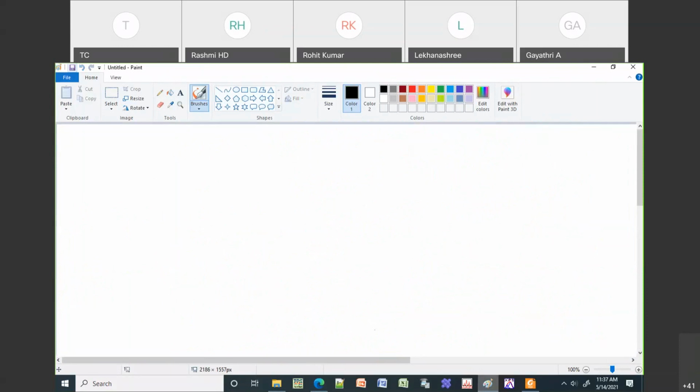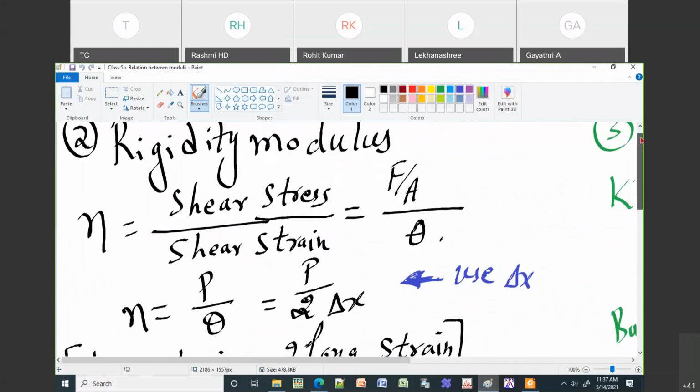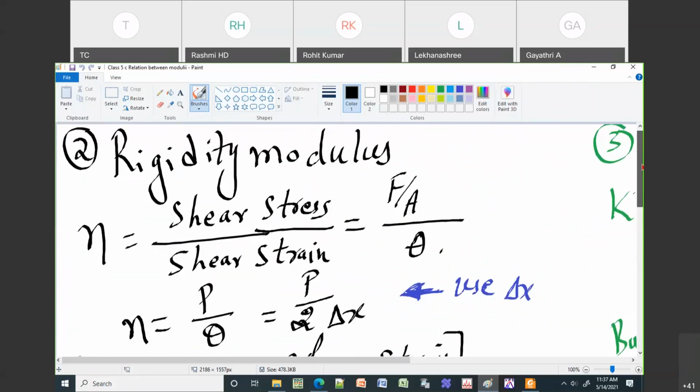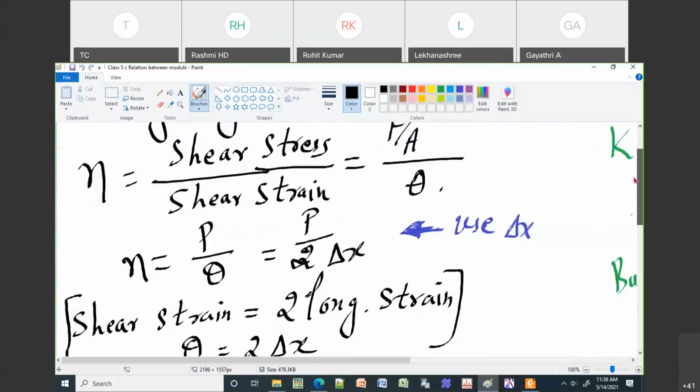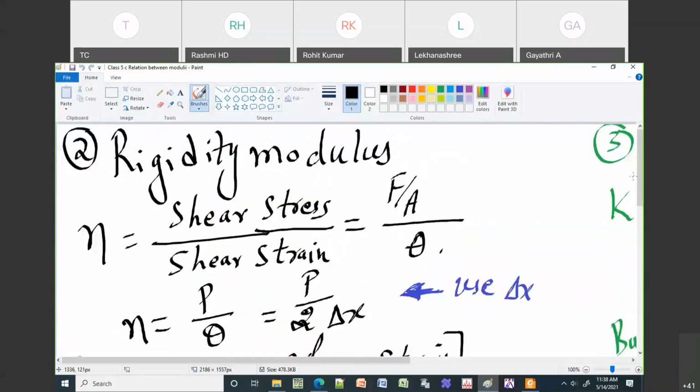If you have any doubt, you ask me. If not, I will continue. Is it fine up to this? So what we are doing is we are using a cube, and we are trying to express n, k, and y in terms of alpha and beta. That is what we are doing, and for this we have used all these equations. Up to this, is it clear? Yes. Okay, thank you.